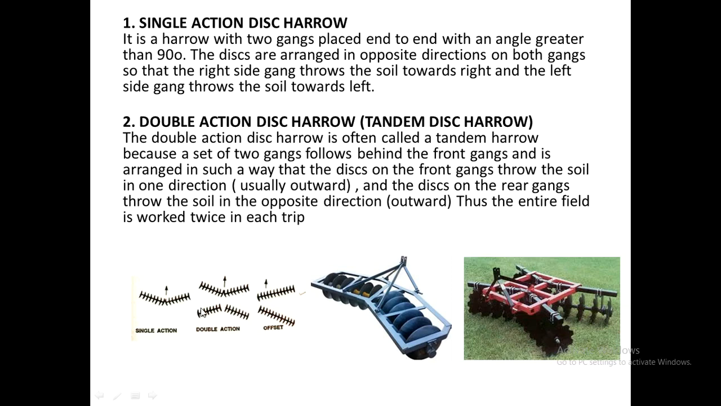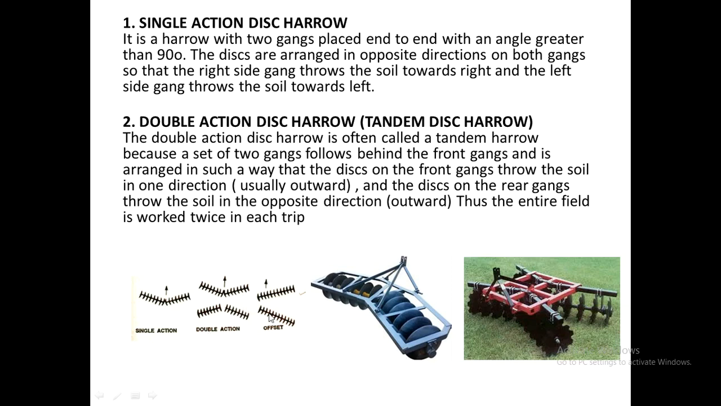In a double action type of harrow, you can see that there are two sets of gangs in the opposite direction, one in the front and one in the back, and the front and the back are also opposite to each other. Here in the double action type of disc harrow, the entire field will be worked up twice for every trip the tractor or the animal pulls the harrow.